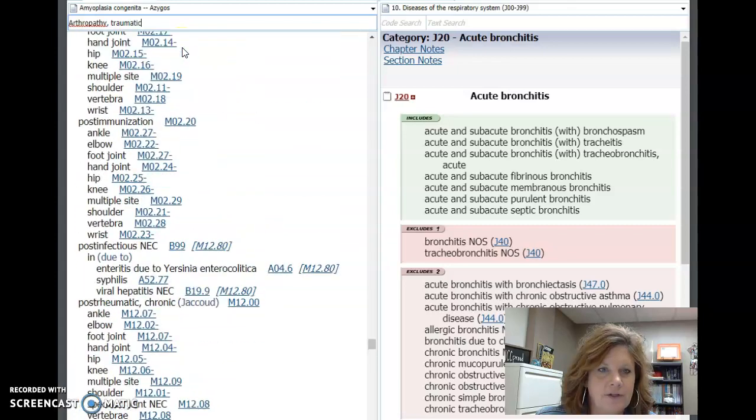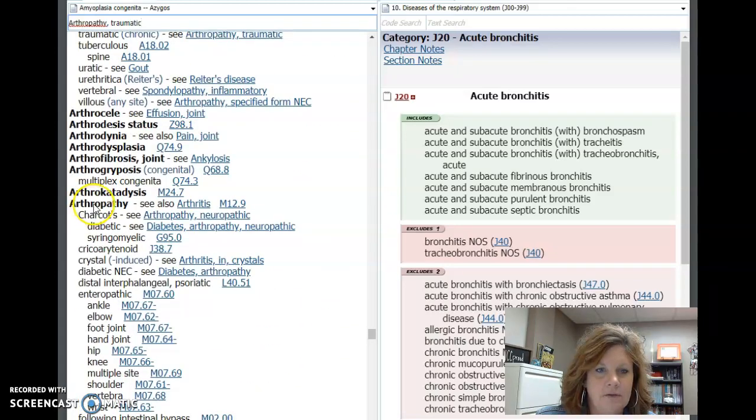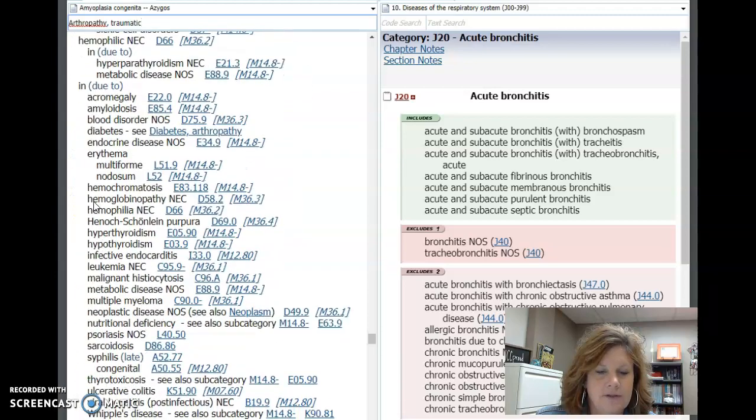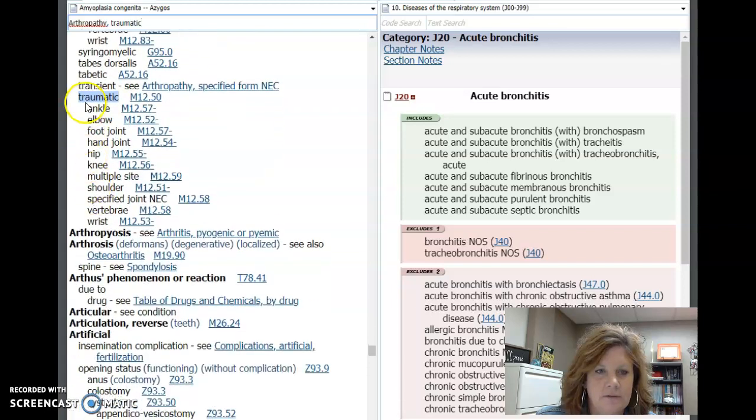Under arthropathy, it told me to see arthropathy, traumatic. And where is it located? It's located at the ankle. So now what you need to do is look in your tabular at M12.57. Pause the tape. M12.57. Go ahead and pause the tape.